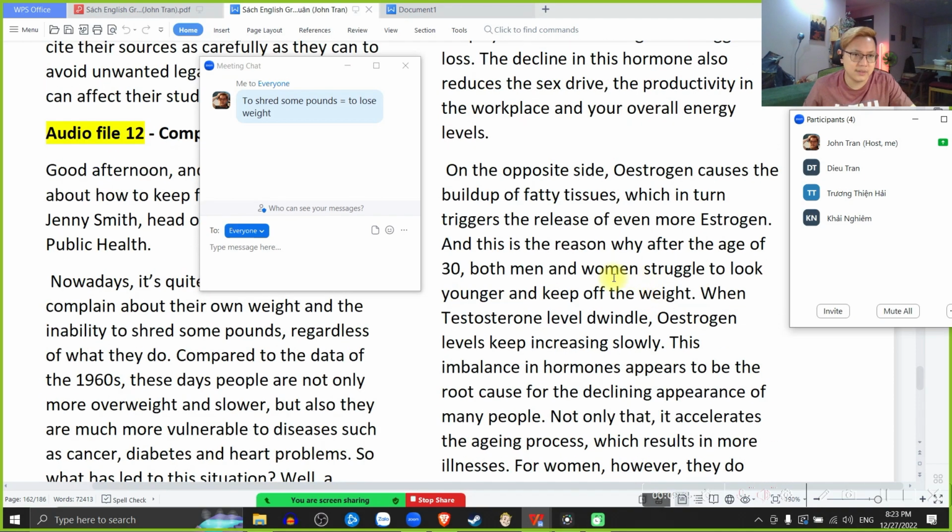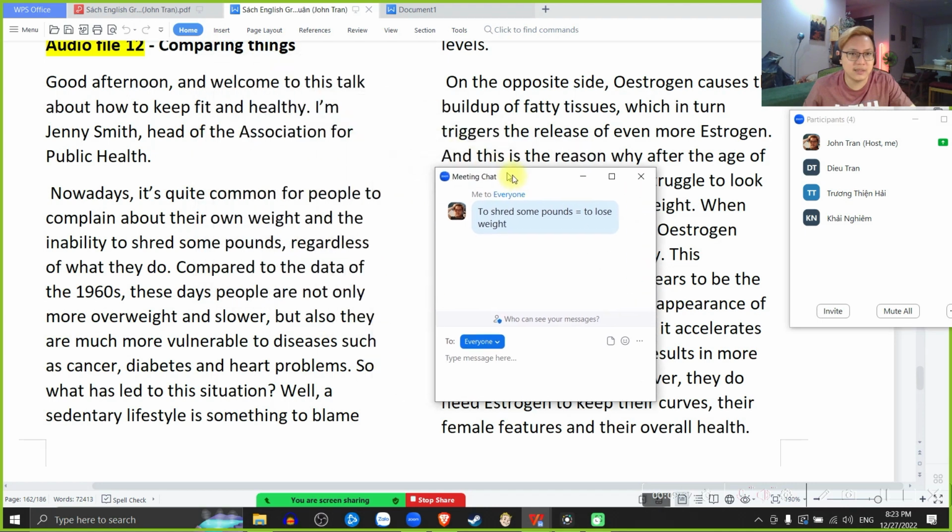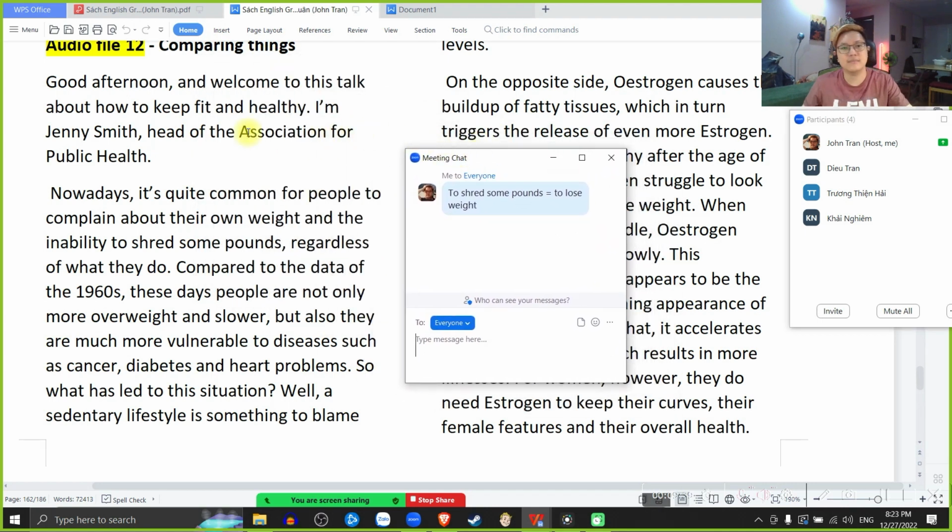Okay, good afternoon, and welcome to this talk about how to keep fit, keeping your body active and healthy. My name is Jenny Smith. Head means the leader of the organization for public health. Do we have the word public health? Now it's quite common for people to complain about their own weight.